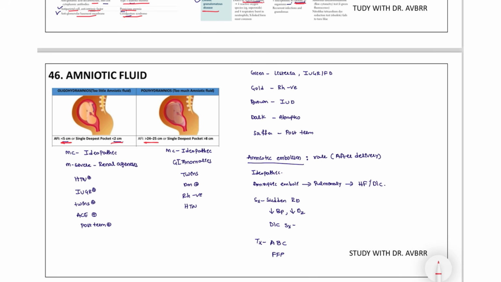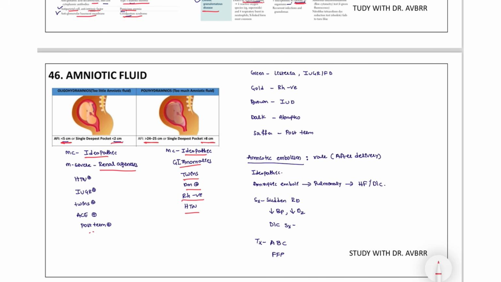Polyhydramnios is mostly more than 24 centimeters, and single pocket is 8 centimeters. Most common cause is idiopathic. Amniotic fluid, if it is less, is due to renal agenesis or the patient is suffering from hypertension, IUGR, twin babies, ACE inhibitors, post-term babies. All these patients will be having low amniotic fluid, whereas high amniotic fluid is seen with GI anomalies, twins, diabetes mellitus, Rh negative pregnancy, and hypertension.